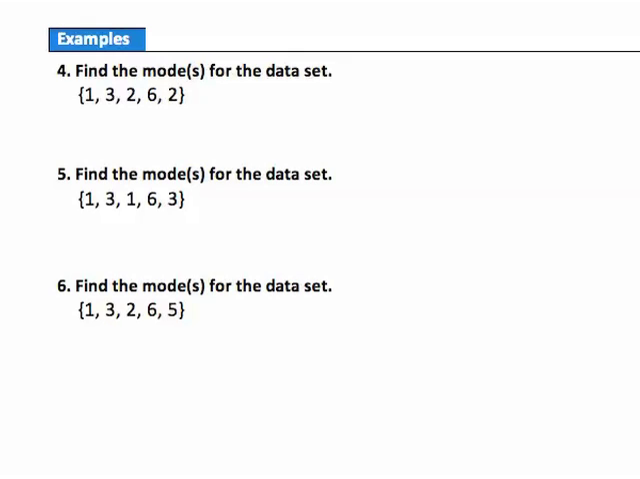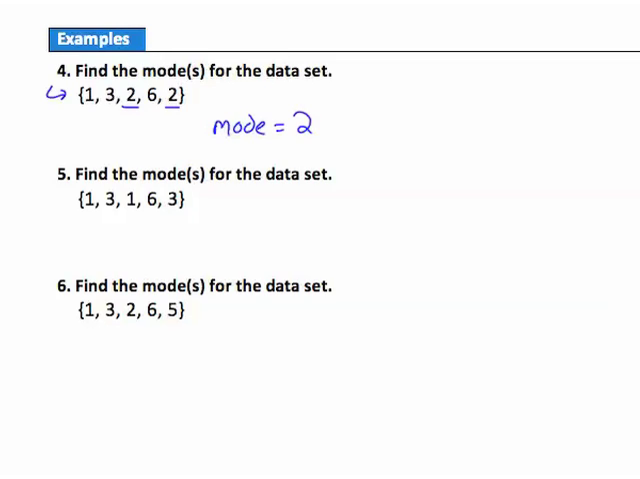Now let's take a look at some examples that will help you understand how to find the mode or modes of a data set. Example 4. Find the mode or modes for this data set. And the reason that we have mode or modes is because there actually can be more than one mode in a set of data. So let's take a look at this first data set here. And let's look for a piece of data that occurs more than the others. And if you can take a look here, you'll see that 2 appears twice in this data set. All the other pieces of data, 1, 3, and 6, just occur one time. So we only have one mode for this data set, and that is 2.